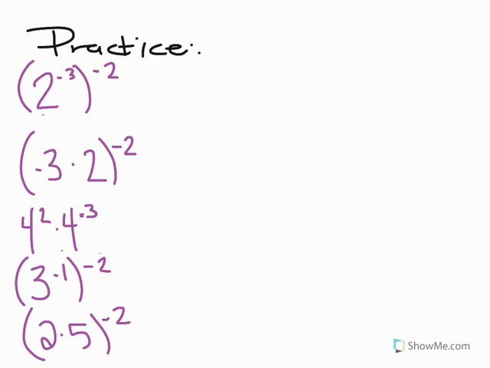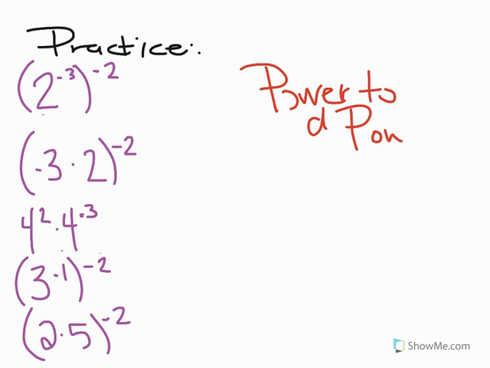Okay, so let's practice with these. This first example right here, the 2 raised to the negative third, and all of that is raised to the negative second, we call that a power to a power. You've heard me say that in class. And anytime you have a power to a power, you're going to multiply the exponents.